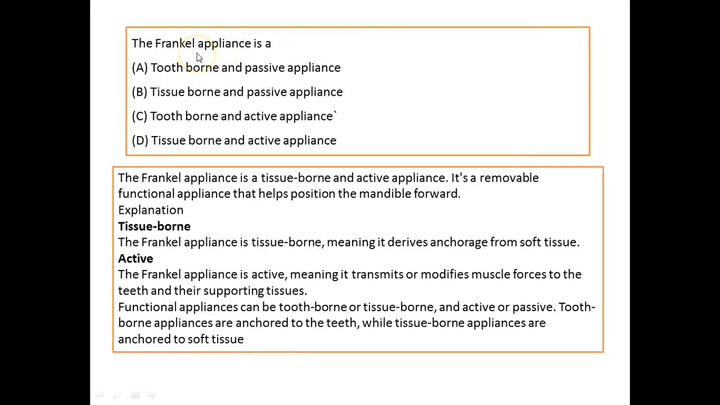Now the Frankel appliance is what kind of appliance? It is a tissue borne and active appliance. Remember dear student, it is mostly used to bring the position of the mandible forward, that is in a class 2 situation. Sometimes the FR3 can be used for the class 3 situation also. They transmit or modify muscle forces to the teeth and the supporting structures. That's why they are active appliances. And why tissue borne? Because they derive anchorage from the soft tissue, not from the bone.